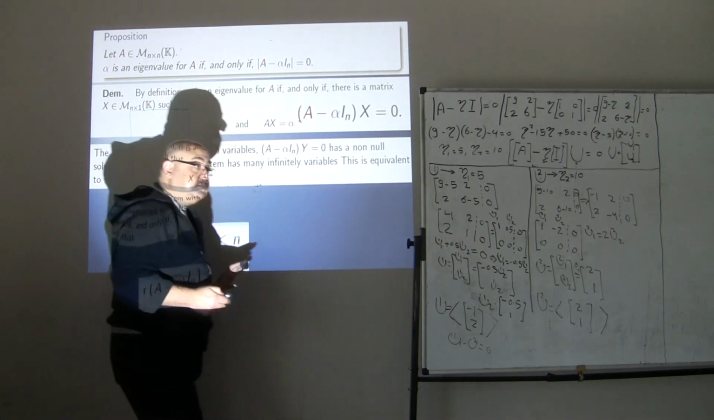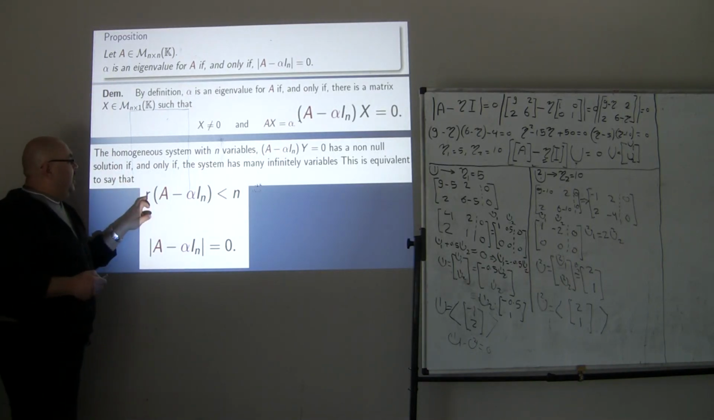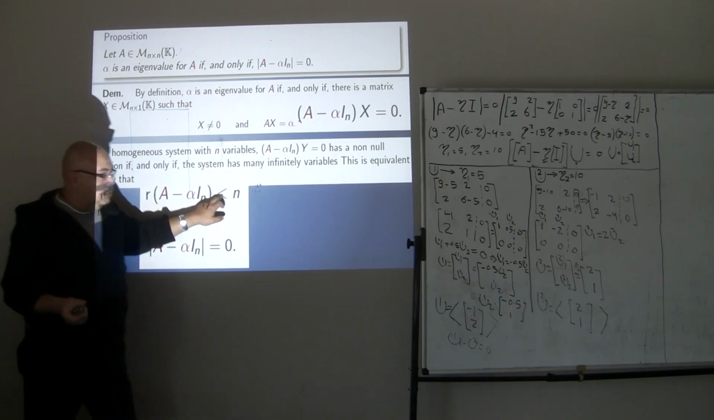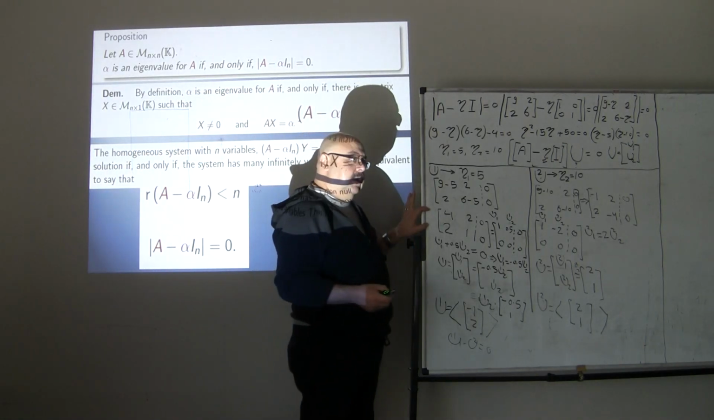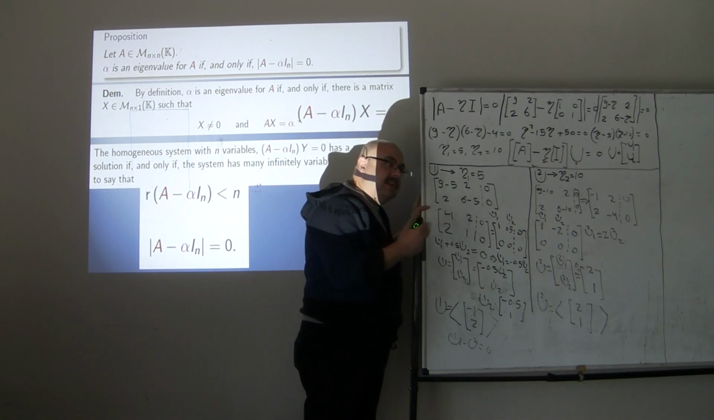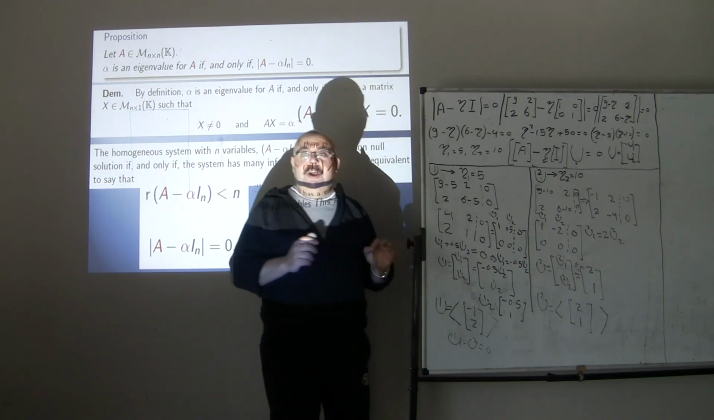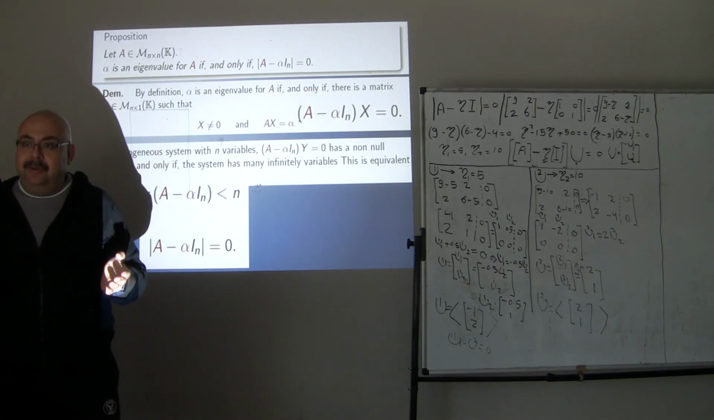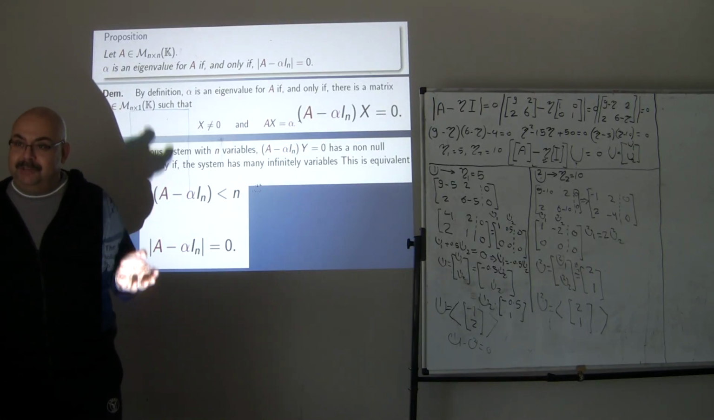Are you with me? Once more, the rank of A minus alpha I is less than n. Always the rank of this must be less than n, because you are using eigenvalues, and the eigenvalues force the rank to be less than n, so it's going to give you an infinite number of solutions. Makes sense.